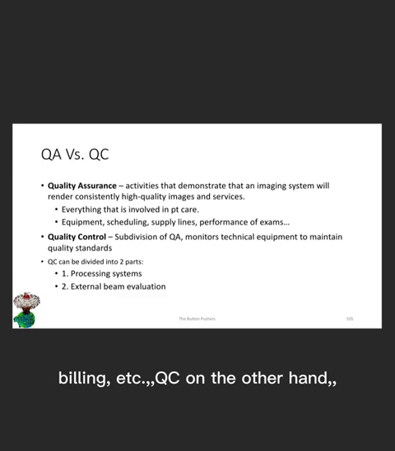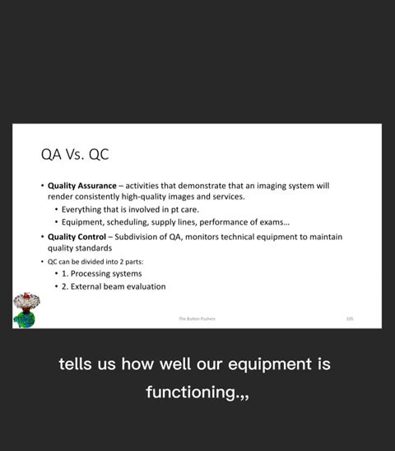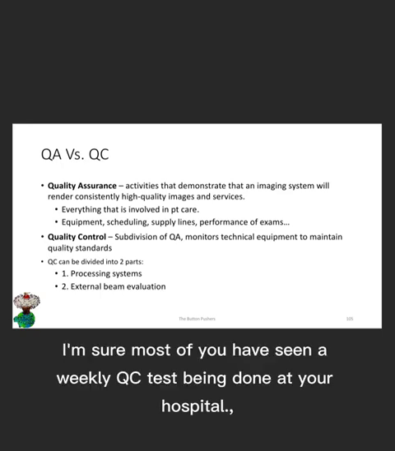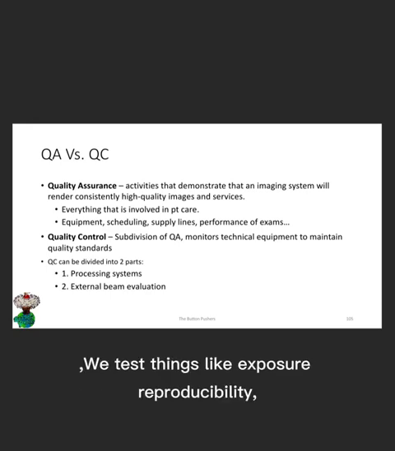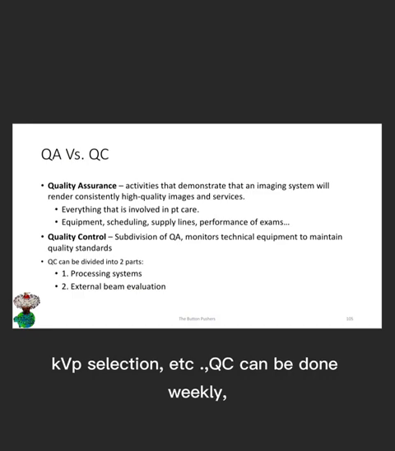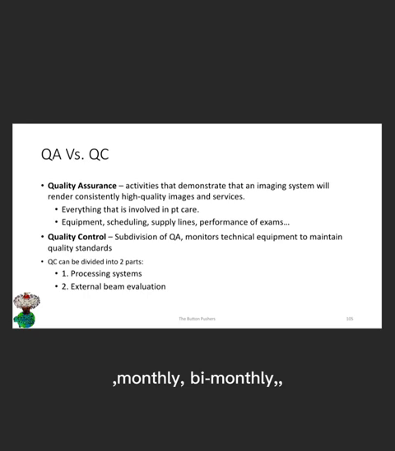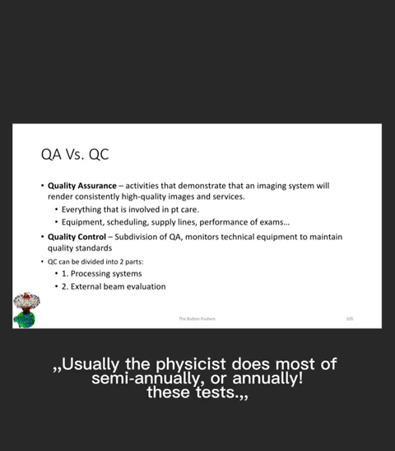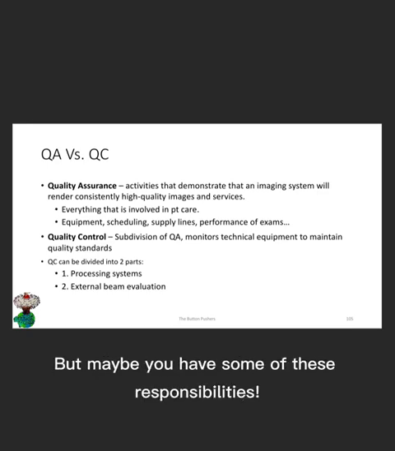QC, on the other hand, tells us how well our equipment is functioning. I'm sure most of you have seen a weekly QC test being done at your hospital. We test things like exposure reproducibility, correct mA stations, collimation, kVp selection, etc. QC can be done weekly, monthly, bi-monthly, semi-annually, or annually. Usually the physicist does most of these tests, but maybe you have some of these responsibilities.